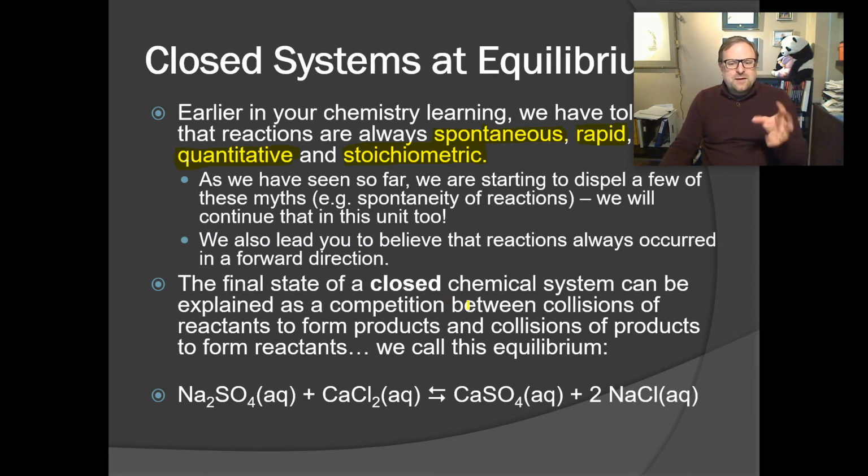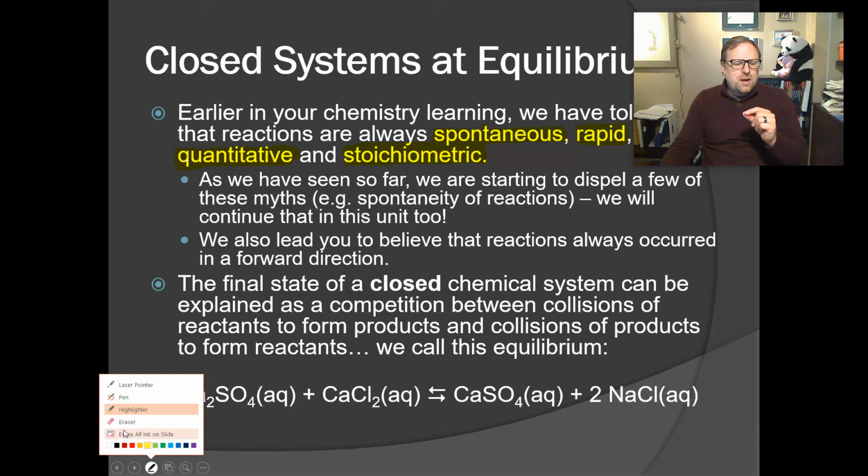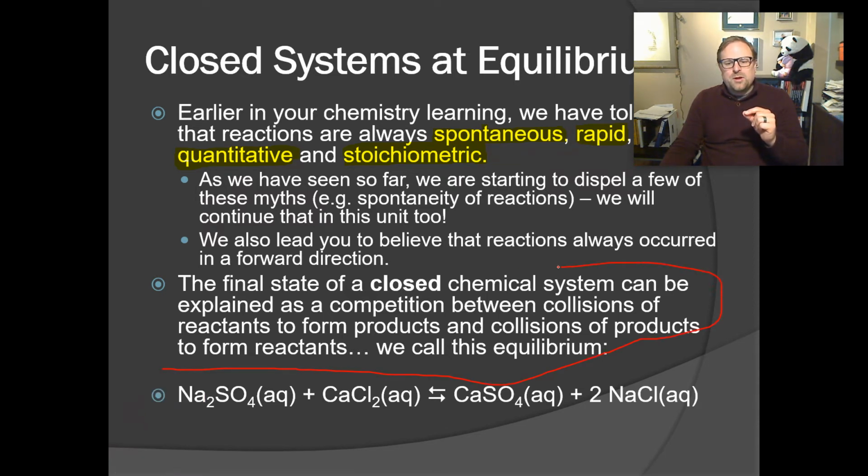So the final state of a closed system can be explained as a competition between collisions of reactants to form products and collisions of products to form reactants. If you guys can, I would encourage you right now to grab your pen or your highlighter and maybe put a circle around this, because this is our definition of equilibrium. Equilibrium is the final state of a closed system where there is a balance.